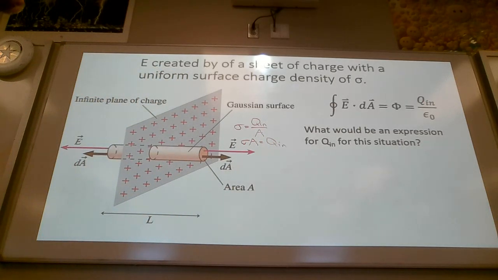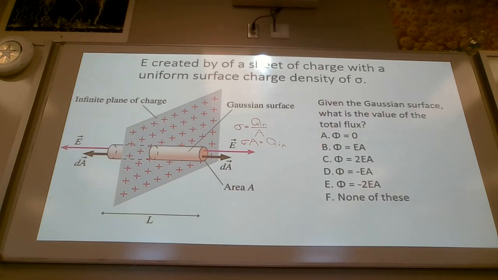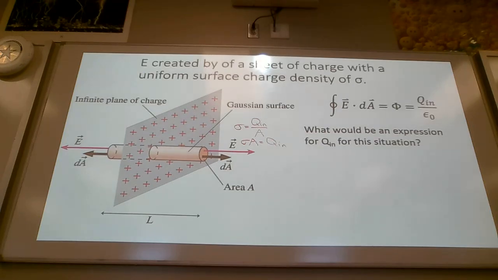Okay, so now you put together what we just talked about, this slide and the previous slide for Gauss's law. We talked about the flux on the first slide. We talked about the charge enclosed on this slide.